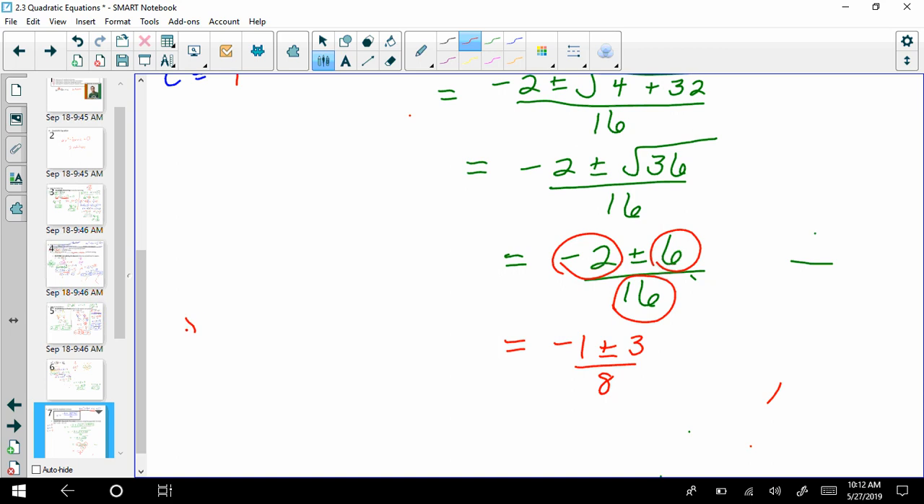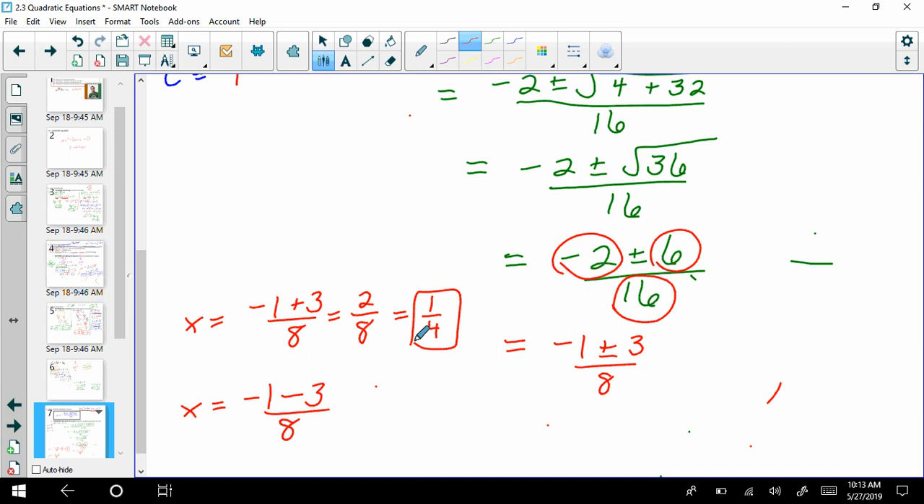So if I write my two answers separately, negative 1 plus 3 over 8 and negative 1 minus 3 over 8, we can actually finish this because there's no square roots. So negative 1 plus 3 is 2 over 8. But I'd like that fraction simplified. So there's one of my answers, 1 over 4. And if I do the other one, negative 1 minus 3 is negative 4 over 8. And simplify, my other answer is negative 1/2. So notice I still get two answers.